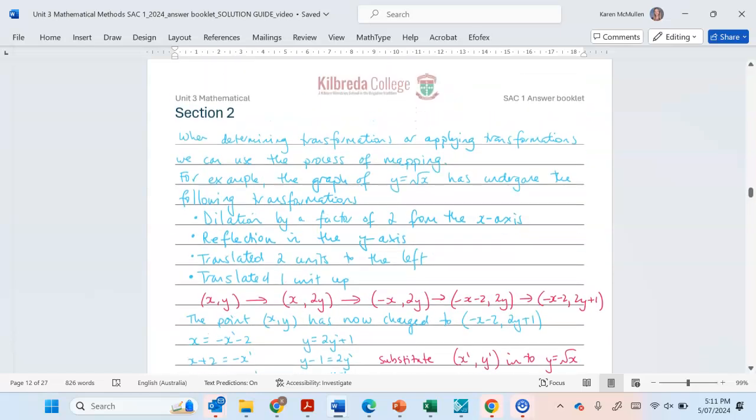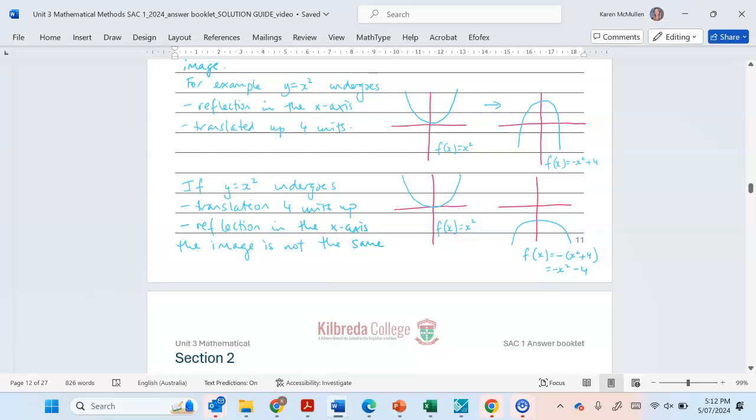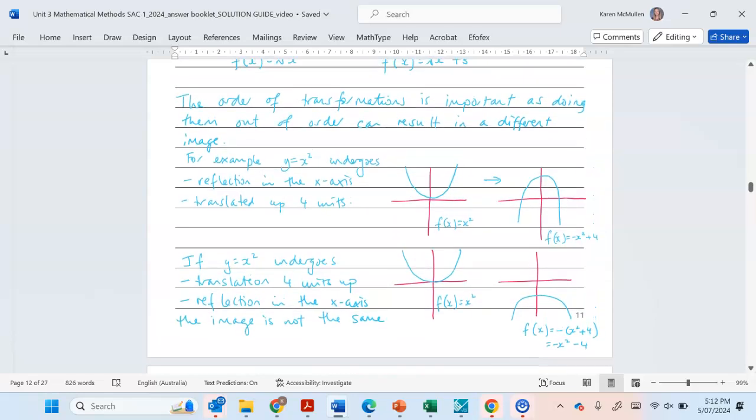Or if you're being told a bunch of transformations, they don't have to tell you in the order DRT. You might be told the translation first and then the reflection, then the dilation. So with my example here, and it was really good to see students who gave an example, if you've had a translation and then a reflection, it's different to if you had a reflection and then a translation. So showing that distinction was really important.